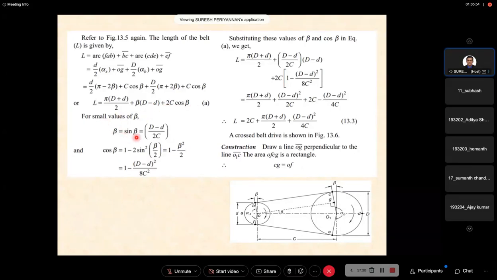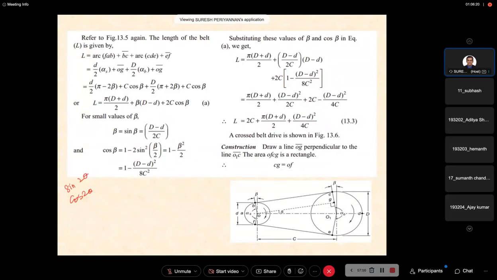Already we know beta, on the smaller pulley side, sine beta is equal to capital D minus small d divided by 2C. Then cos beta we don't know, but from this formula we can get it. What is cos beta? Use this relation, the cos 2 theta and sine 2 theta relation.